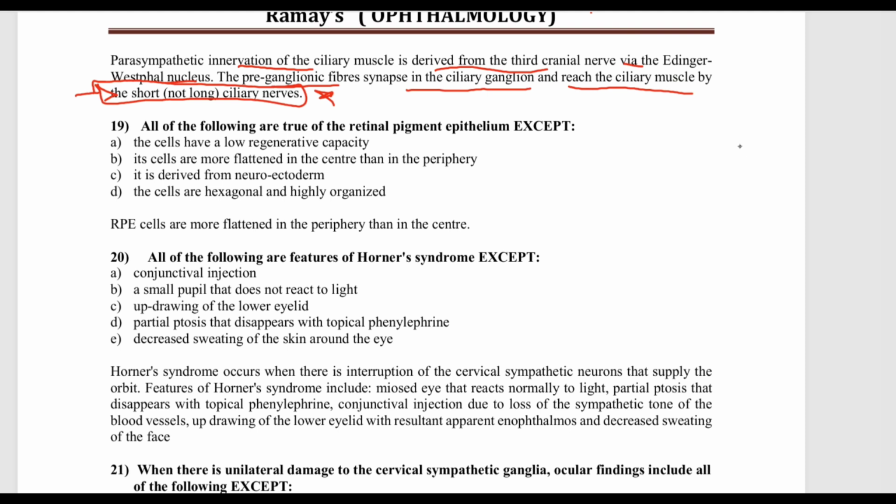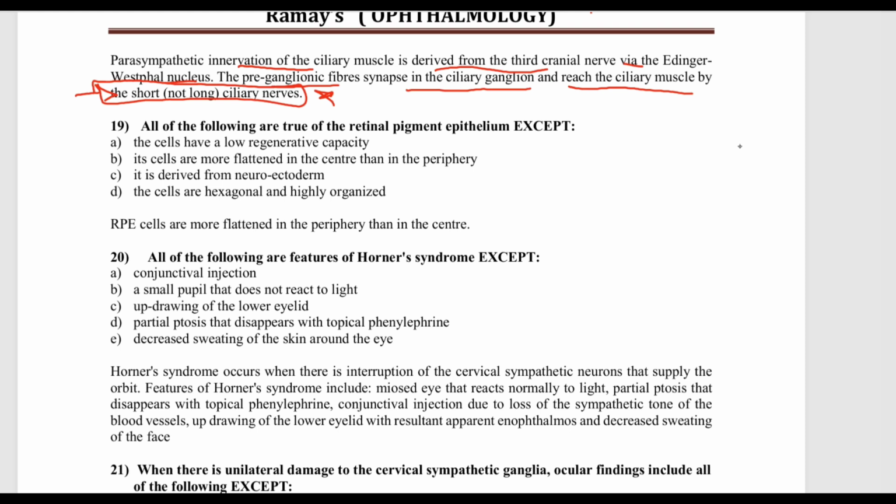Our next question is: all of the following are true of the retinal pigment epithelium, except. The options are: the cells have a low regenerative capacity; its cells are more flattened in the center than in the periphery; it is derived from the neuroectoderm; the cells are hexagonal and highly organized.